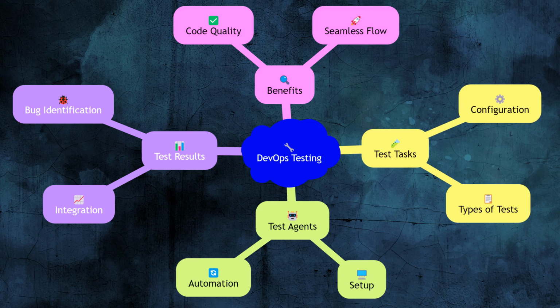In the realm of DevOps, testing is a critical component that ensures the quality and reliability of software. Implementing tests in a pipeline involves configuring test tasks, setting up test agents, and integrating test results. This process helps in identifying bugs early, ensuring code quality, and maintaining a seamless flow from development to production.